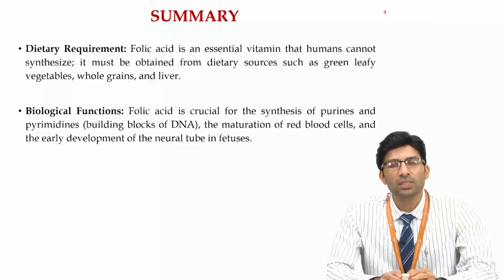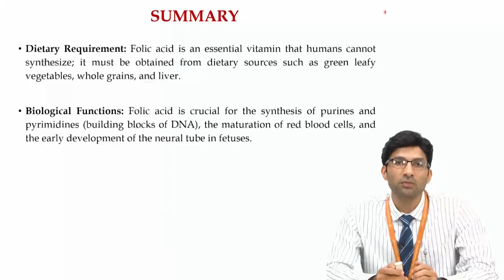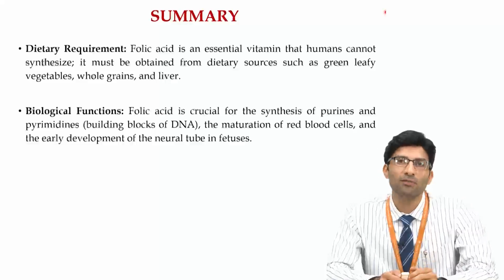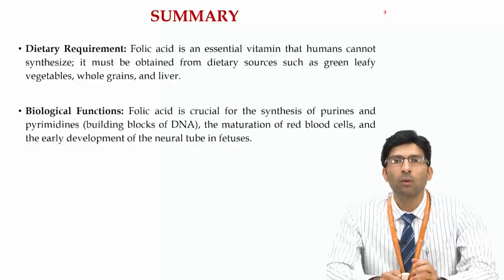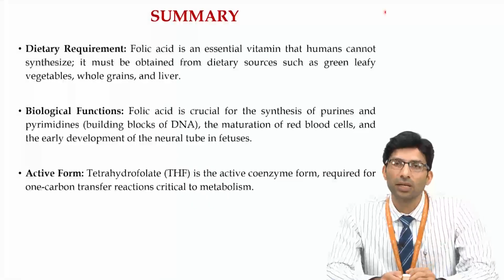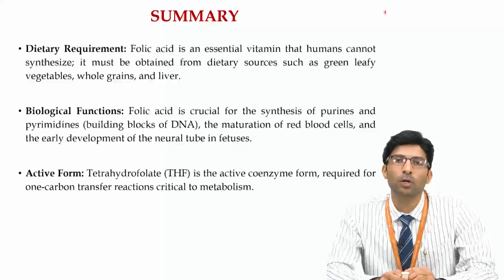What are the biological functions? We discussed purine and pyrimidine metabolism, important for synthesis of DNA, maturation of RBCs, as well as prevention of neural tube defect. That means closure of the neural tube. It is required for the closure of the neural tube. What is the main coenzyme for it? The active form is tetrahydrofolate, and it is required for one carbon transfer reactions in different metabolic reactions which we have seen earlier.